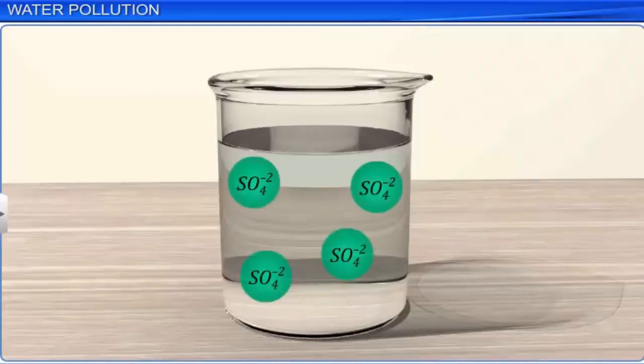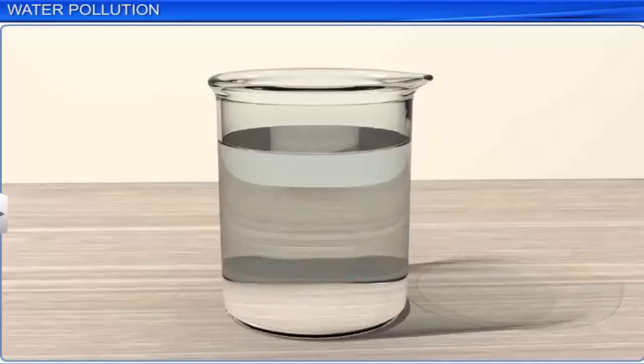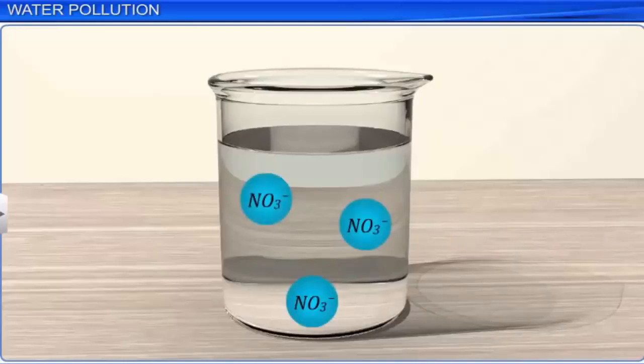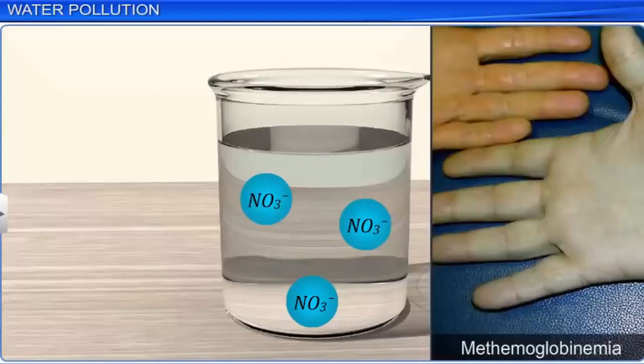Sulfate in a moderate amount is not harmful, but if it exceeds 500 parts per million, then it may cause a laxative effect. Another element, nitrate, can cause diseases like methemoglobinemia if it exceeds a concentration of 50 parts per million.